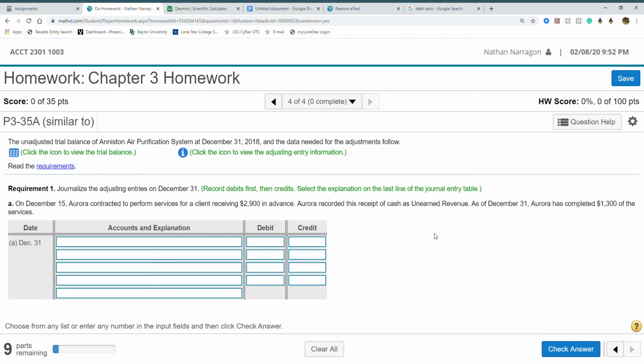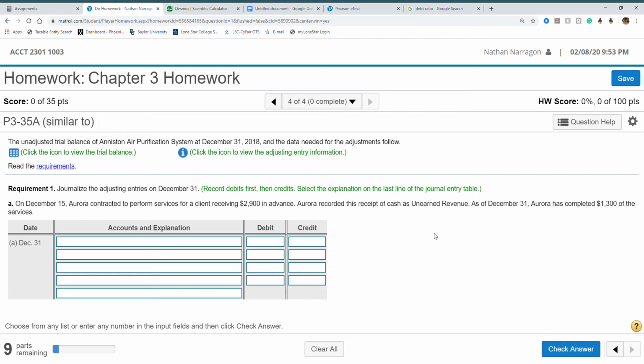So starting off first, on December 15th, Aurora contracted to perform services for a client, receiving $2,900 in advance. Okay. Aurora recorded this receipt of cash as unearned revenue. As of December 31st, Aurora has completed 1,300 of the services. Okay, cool. So this is our unearned, basically deferred revenue adjustment.